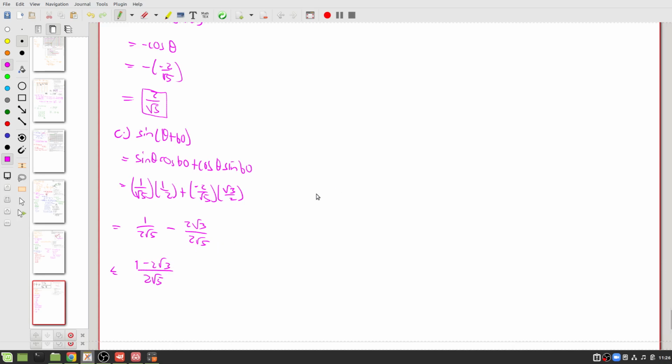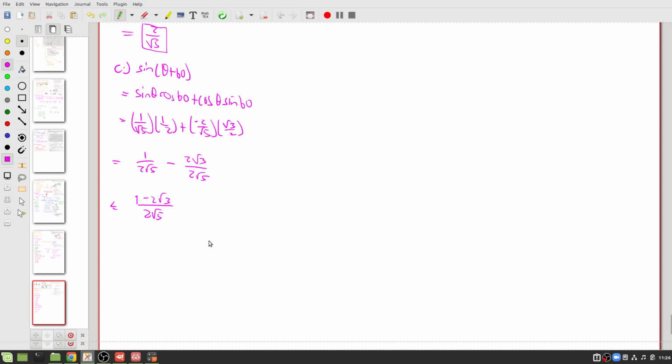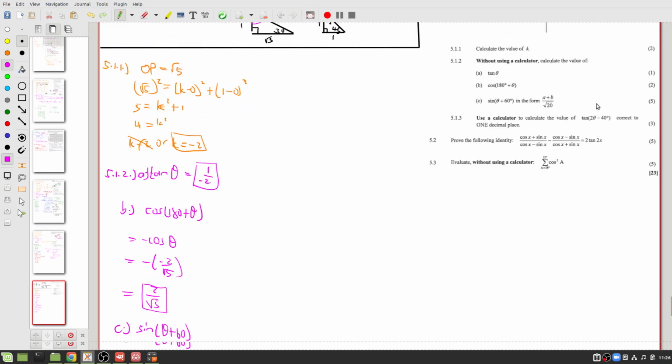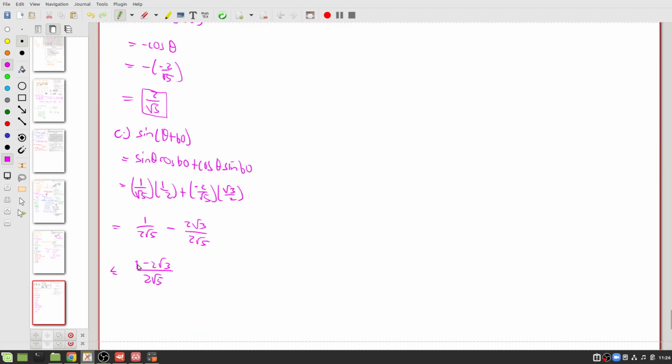Okay. Oh, I see my screen is flickering a little bit. Sorry for that. Okay. Now, this looks close to what we want, right? They said in the form of a plus b over root 20. So we've got an a plus b, but not over root 20. But the thing is, this is root 20, right? Because, well, let's first just write the answer. So we've got 1 minus 2 root 3 over root 20.